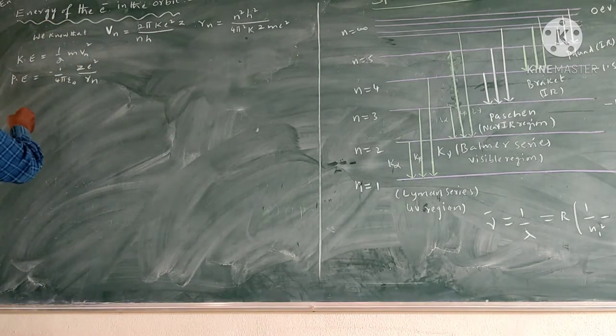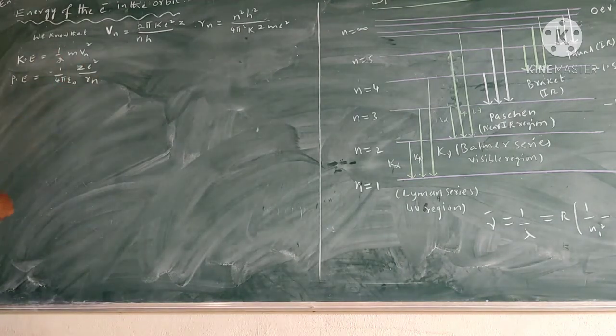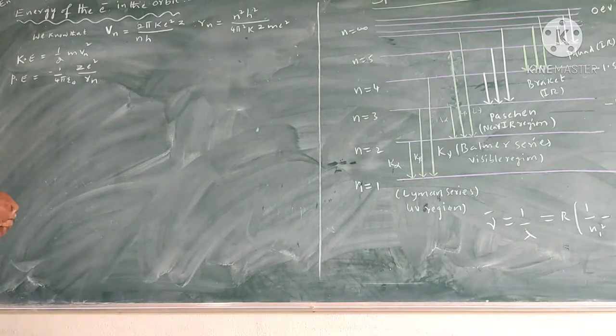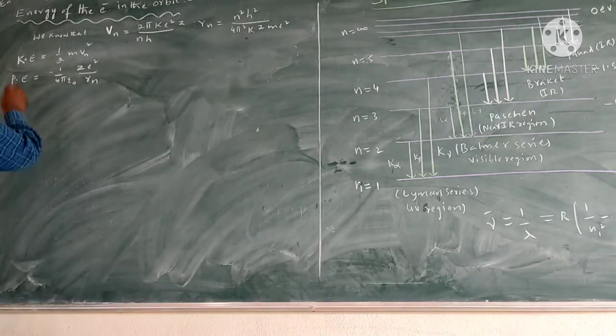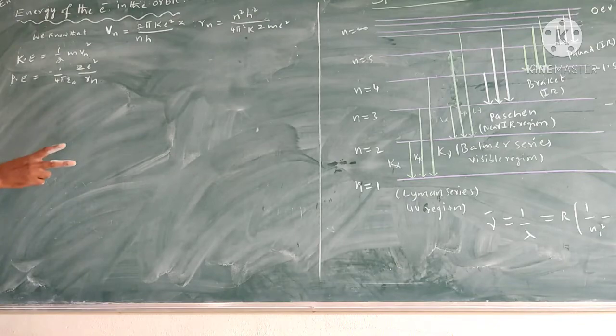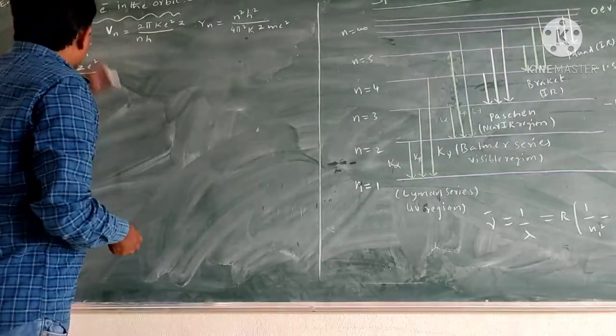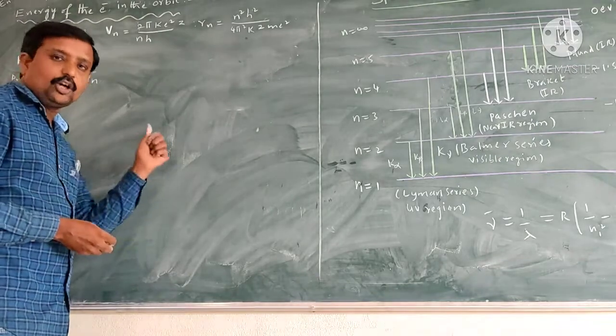The energy of the electron means, when the electron is revolving around the nucleus, it has some kinetic energy, and it is attracted by the Coulomb electrical force. Due to that, it has some potential energy. The sum of potential energy plus kinetic energy is called the total energy of the electron in the orbit.